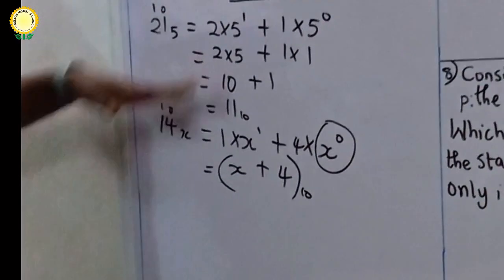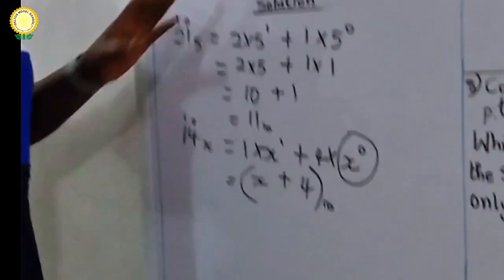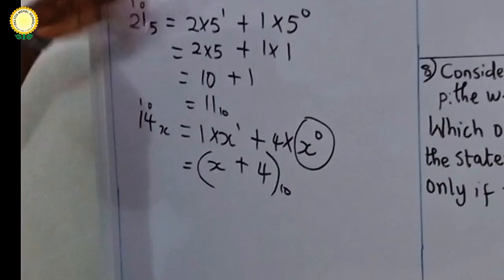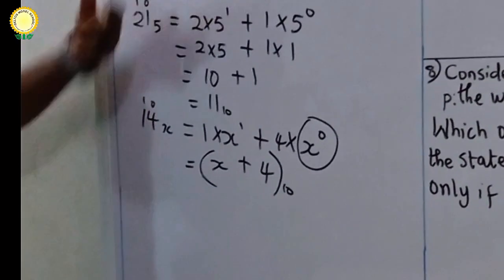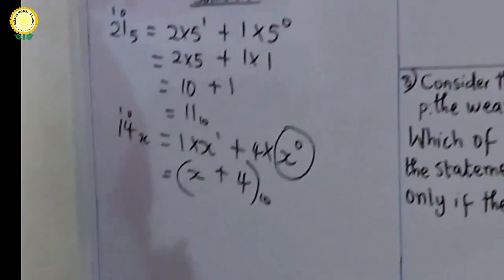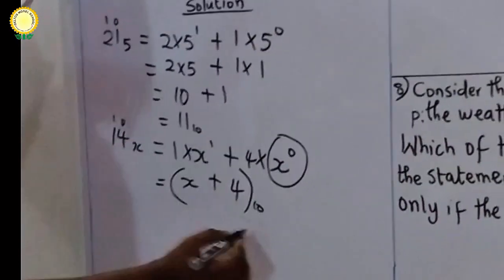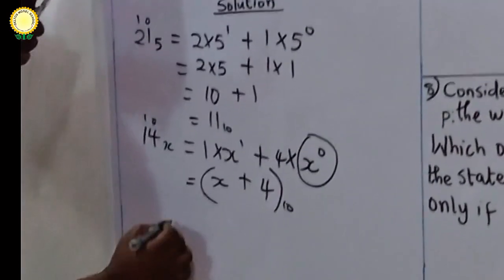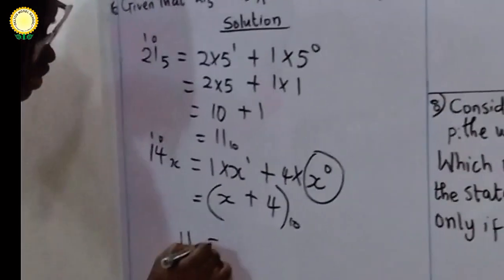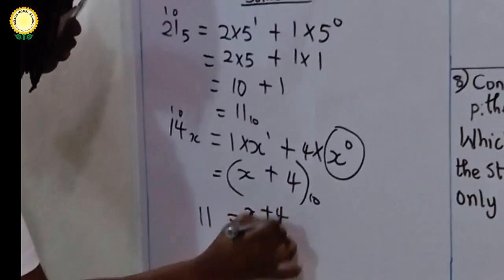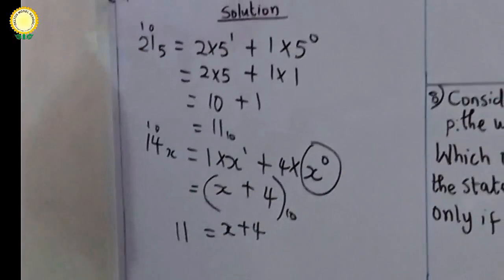Since both of them are now in base 10, and we're told in the question that they are equal, you will make them equal. That means they are both in base 10, and so you don't need to write the base anymore. That means 11 equals x plus 4. The question says find x.